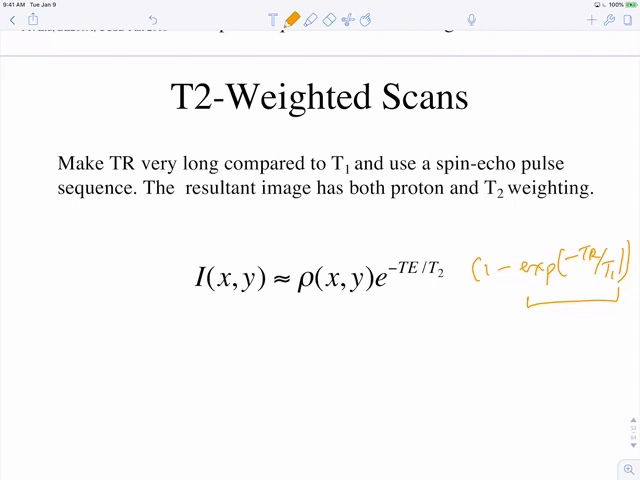Yeah, if I make TR really, really long, this term is going to go to 0. So I'm going to make TR go to infinity. But infinity is a long time, so in general it's sufficient to make it like 3 T1 or a couple T1s, and then it'll mostly decay away. So for T2 weighted, I want to make the TR very long, and so I'm left with proton density and the T2 weighting.